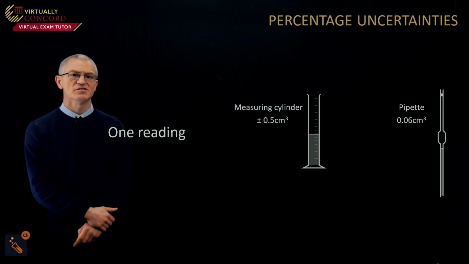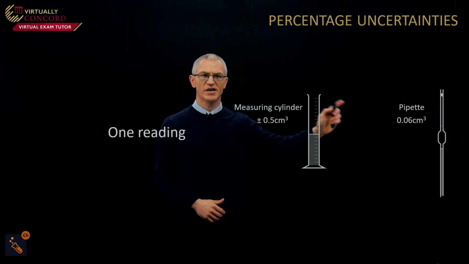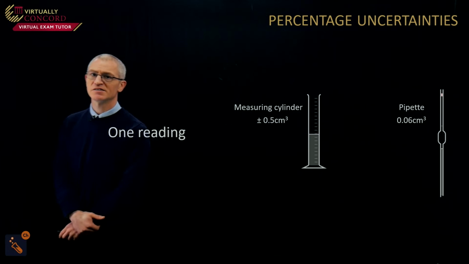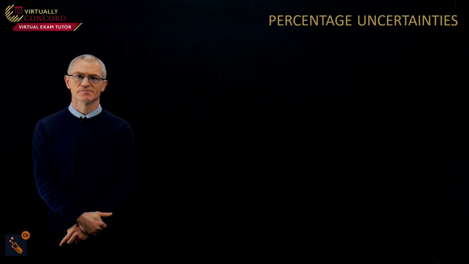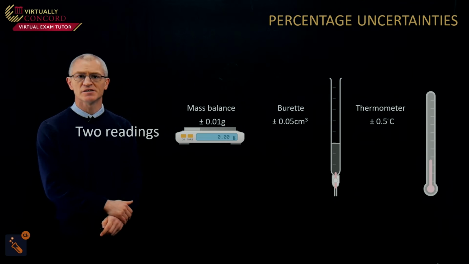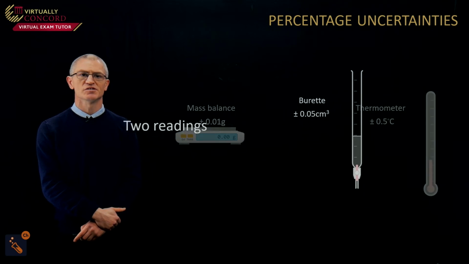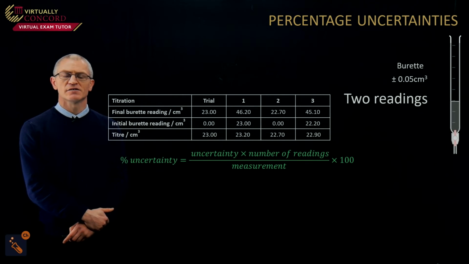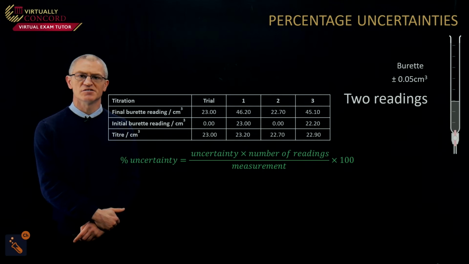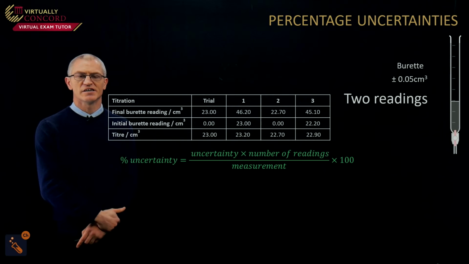So having done the calculation, it's important just to remind you again, measuring cylinder, pipette for 1 reading. Okay, let's go on to an example with 2 readings. That's mass balance, burette, and thermometer. Okay, so important again to remember those 3. Let's do an example using a burette. So this is normally part of a larger question, a titration question. They normally just put the uncertainty question at the end of a calculation on titrations.